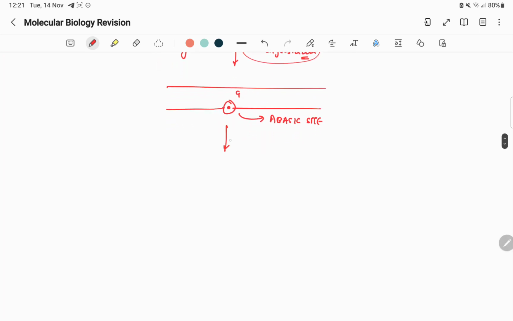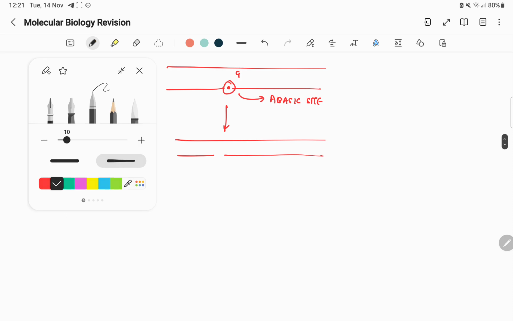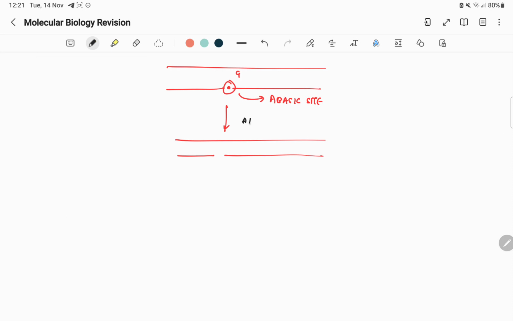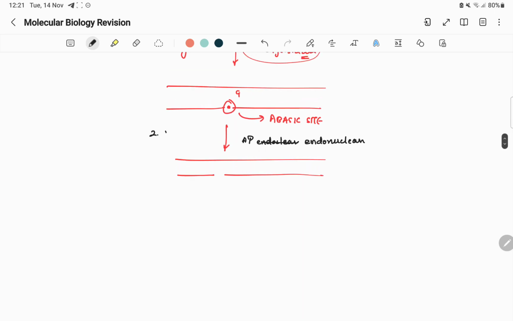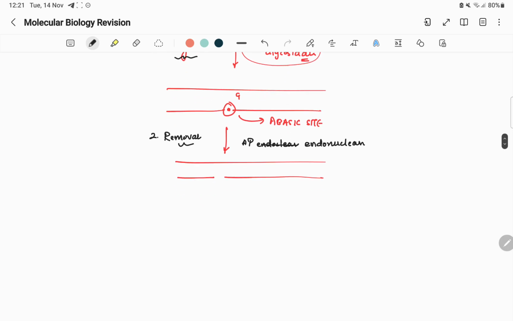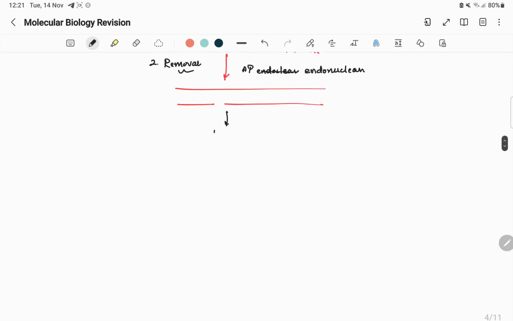Then there will be total removal of this by apurinic or apyrimidinic endonuclease, AP endonuclease. It will remove this. So one is the recognition, then we have the removal, and after removal there will be synthesis by DNA polymerase. DNA polymerase will synthesize, and afterwards the ligase will act and your correct base will be formed.